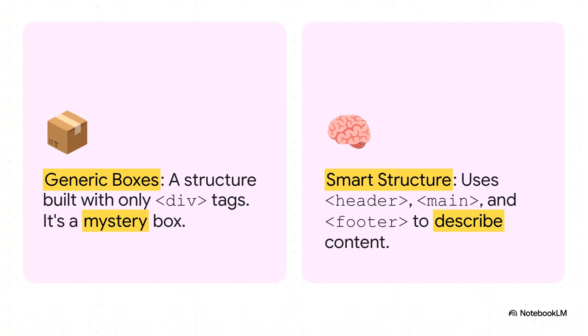Okay, just look at this comparison. On the left, you've got a page built with nothing but generic div tags. A div is just a box, so yeah, it works. But the code itself tells you absolutely nothing about what's inside each box. It's a total mystery. But now look at the right. We see a smart structure. It's using specific, descriptive tags like header, main, and footer. Instantly, without even seeing the page, you, another developer, or a search engine can look at that code and get a clear map of the page's layout. It's no longer a mystery.